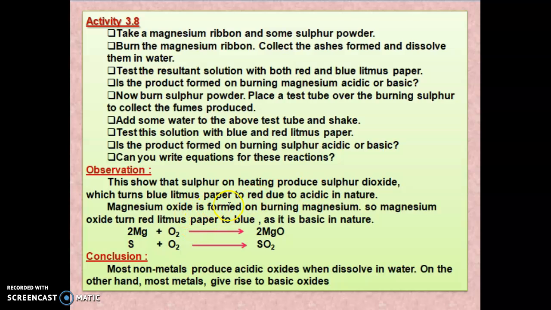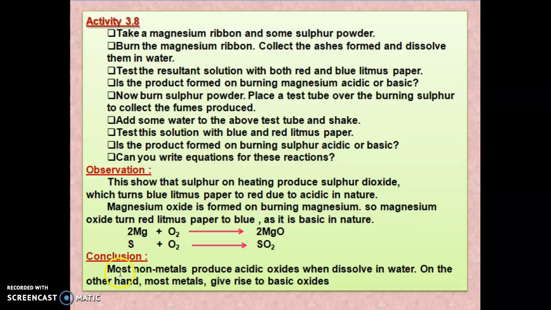Same thing, magnesium oxide is formed on burning magnesium. The magnesium oxide turns red litmus paper blue as it is basic in nature. So the equation is Mg plus O2 gives MgO. To balance these equations, we write 2Mg plus O2 gives 2MgO, and for sulfur, S plus O2 gives SO2. So these are the two equations.